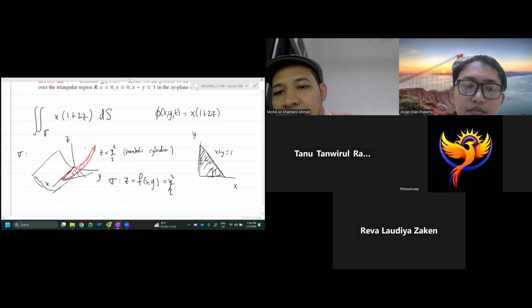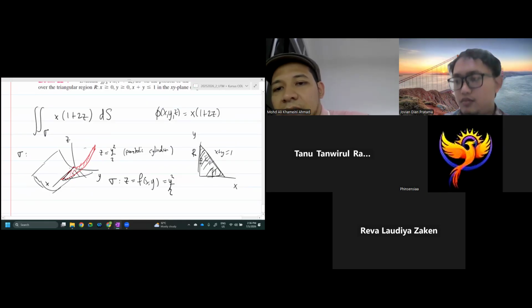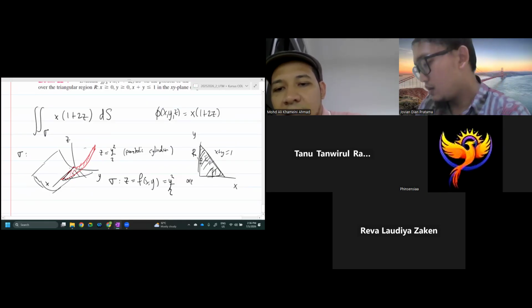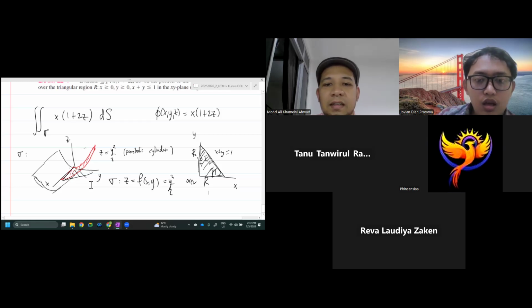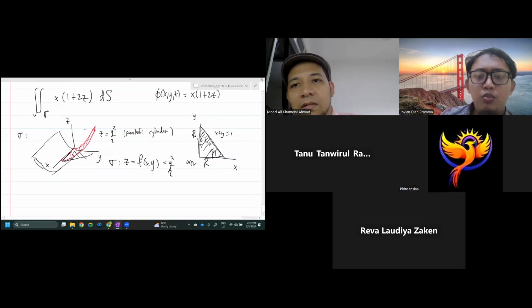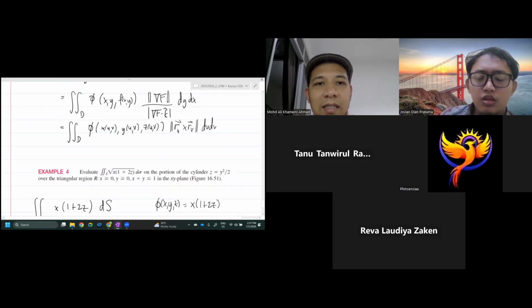Let me call it R here. So this is over R, x, y in this region R. Since it is given in explicit form, you can use the first formula I showed you earlier, this one.